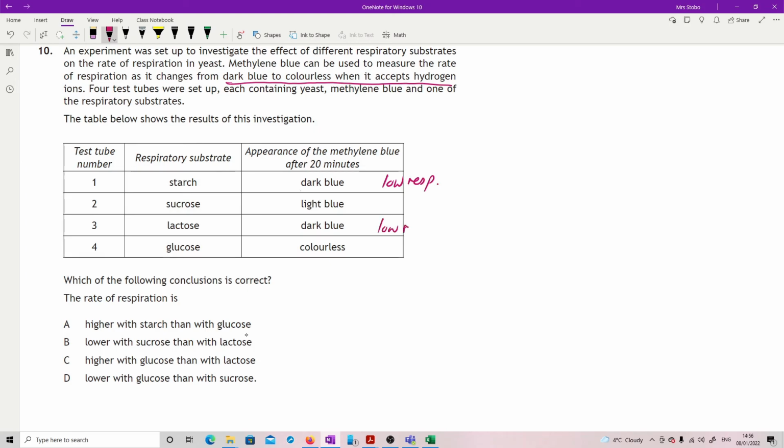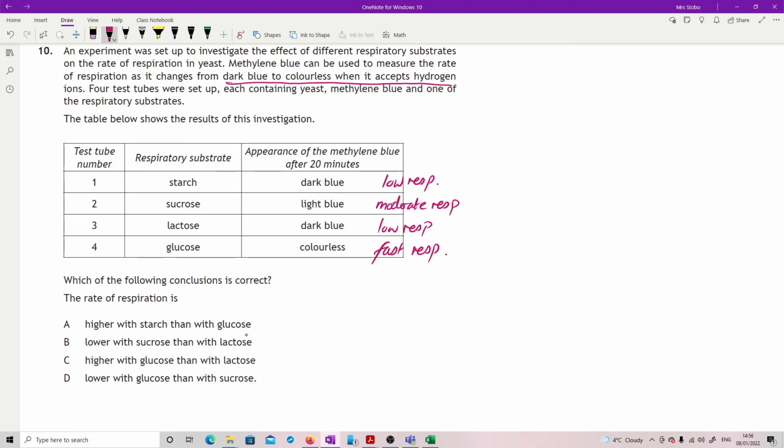So is the lactose. And then the sucrose has gone light blue, so let's call that moderate respiration, because it's gone light blue. But glucose has gone colourless, so that means we've got fast respiration going on here.